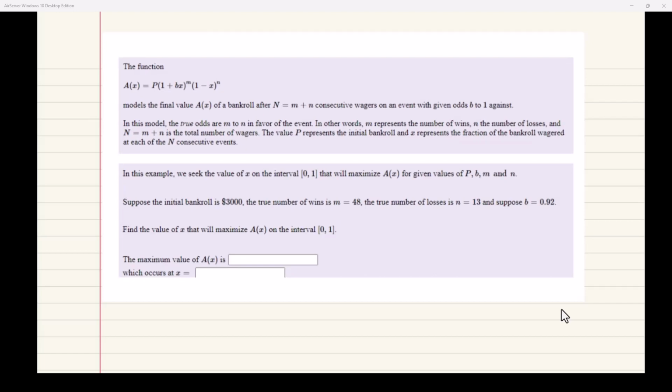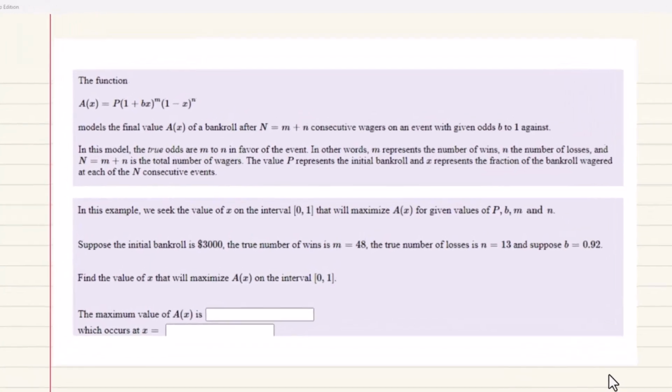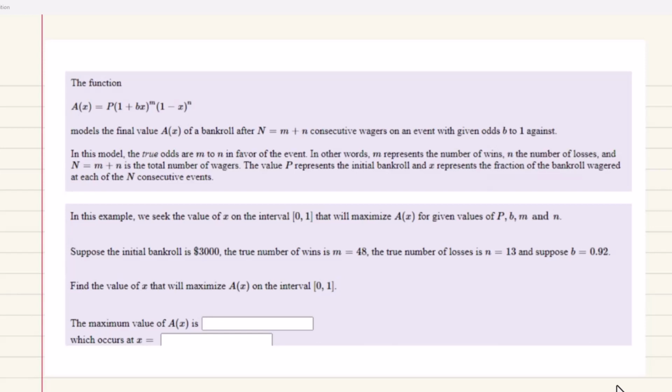Here we consider the function A of x equal to p times the quantity 1 plus b times x to the power m times the quantity 1 minus x to the power little n, which models the final value, A of x, of a bankroll after capital N equal m plus little n consecutive wagers on an event with given odds of b to 1 against.